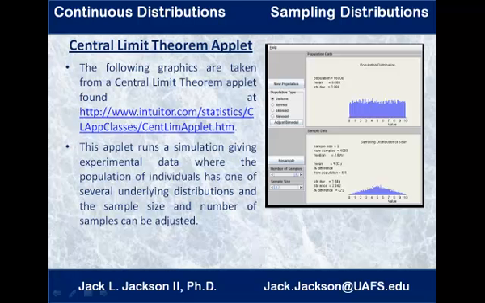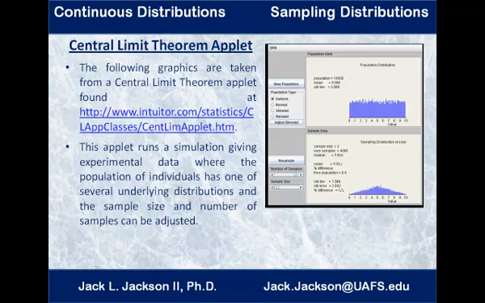Now, there are a couple of applets online that illustrate this concept of the central limit theorem, and here's one that I pulled some screenshots from. This does a simulation to approximate some of these distributions. If you look at the screenshot, you can see the web address there on the left, and then you'll get to this screenshot on the right.